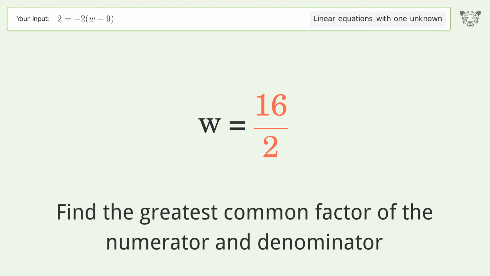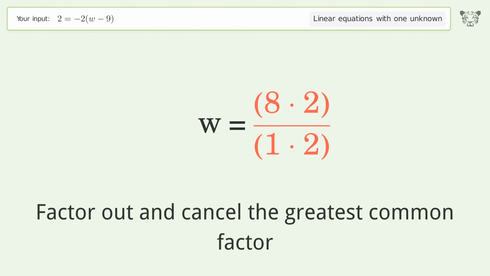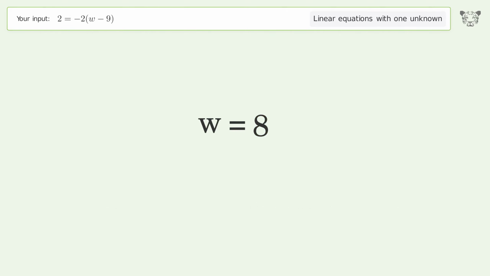Find the greatest common factor of the numerator and denominator. Factor out and cancel the greatest common factor. And so the final result is w equals 8.